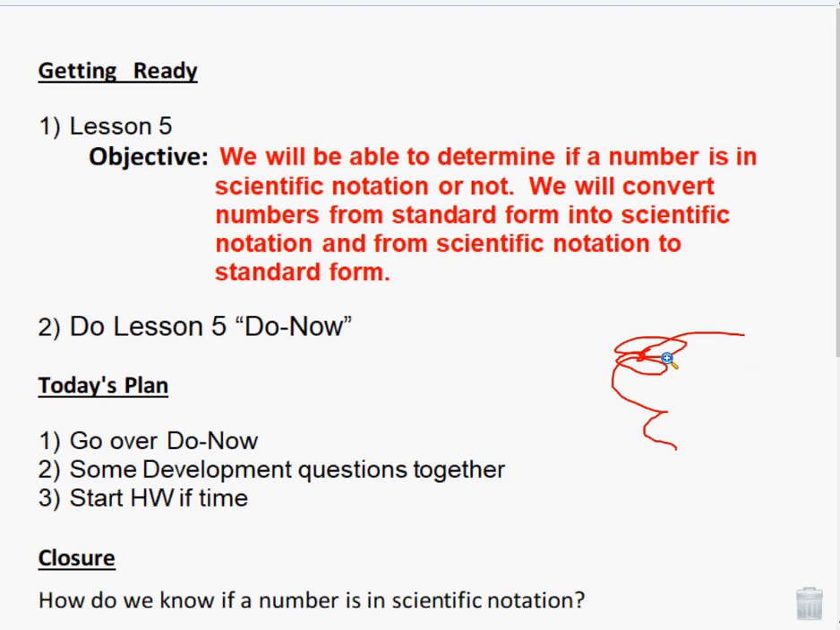So we're going to be able to determine if a number is in scientific notation or not. We will be converting from standard form into scientific notation and the other way around. And I'll do the do now with you.